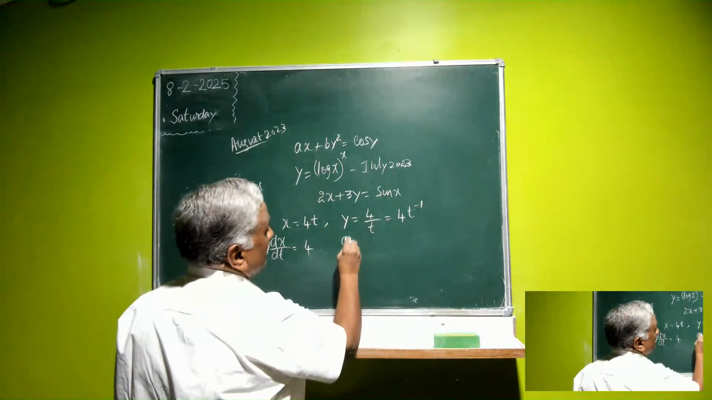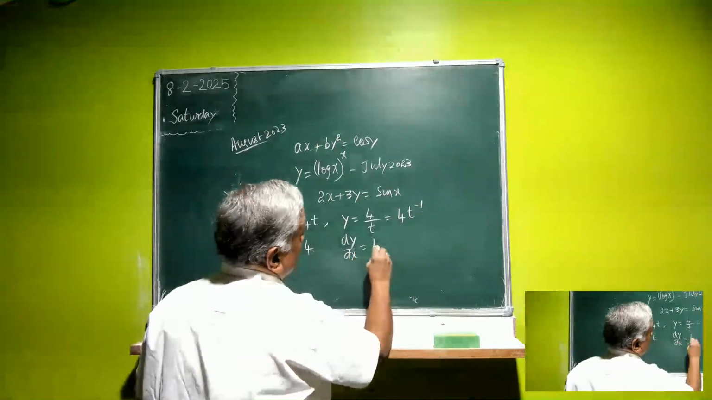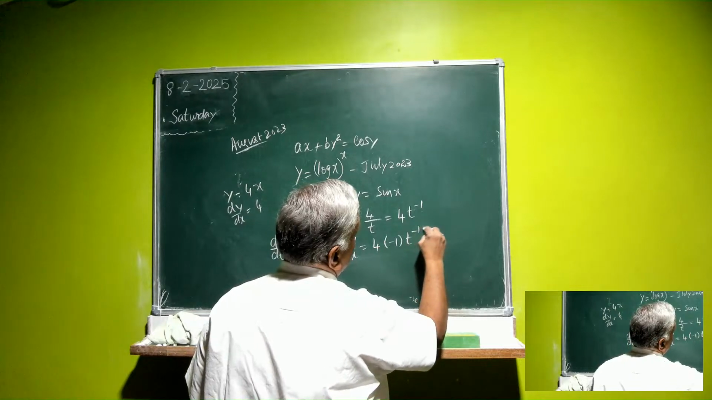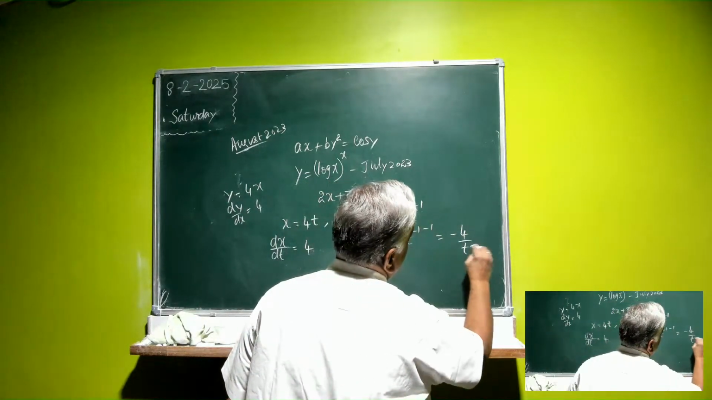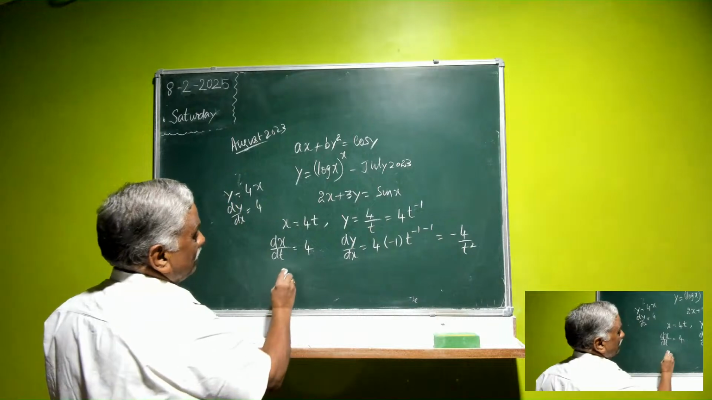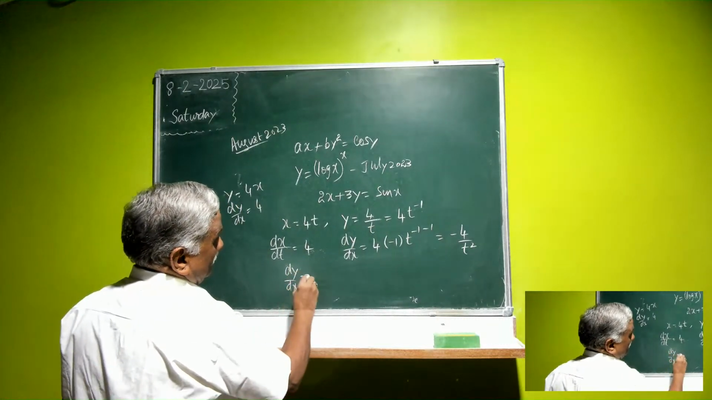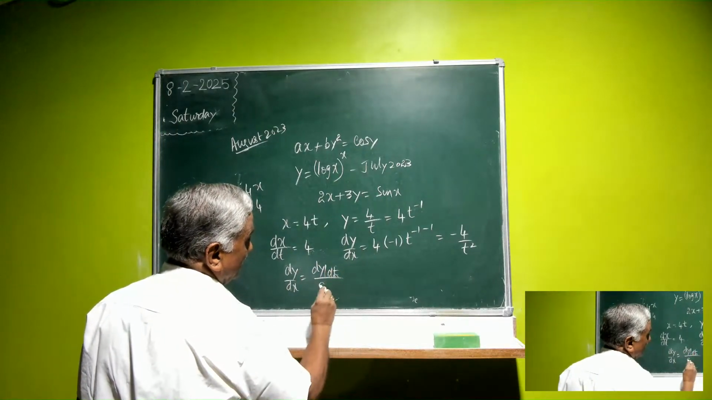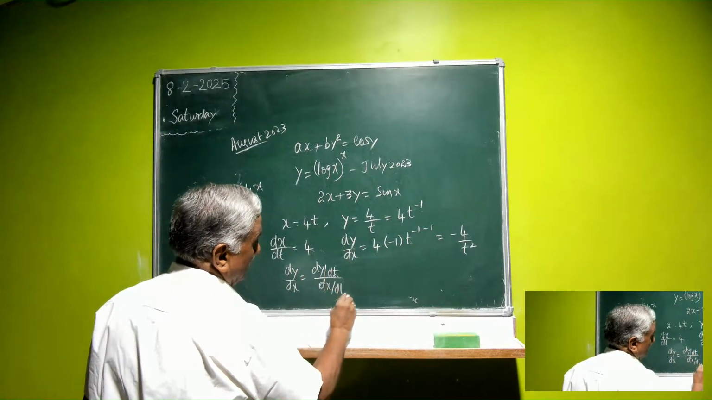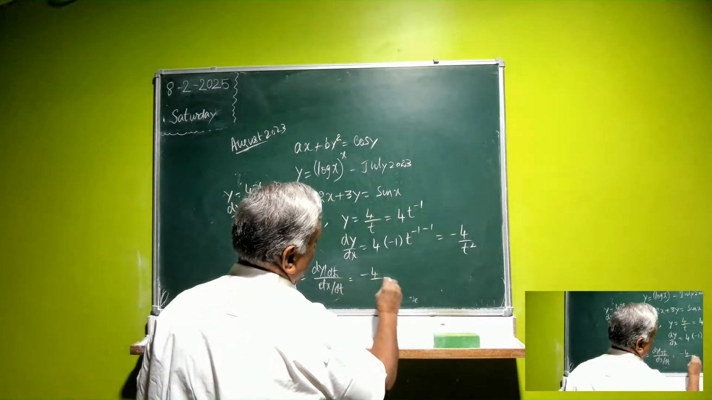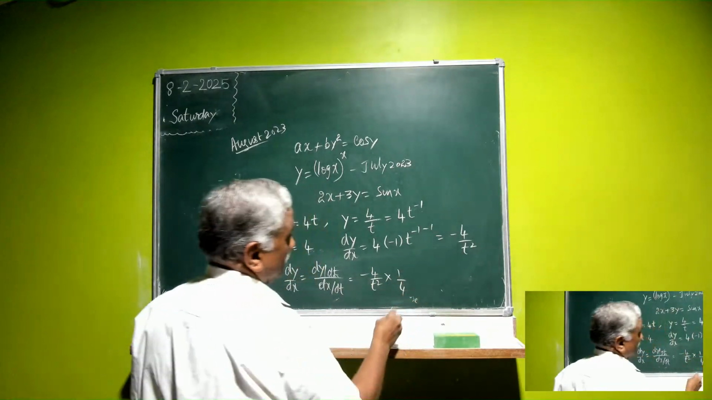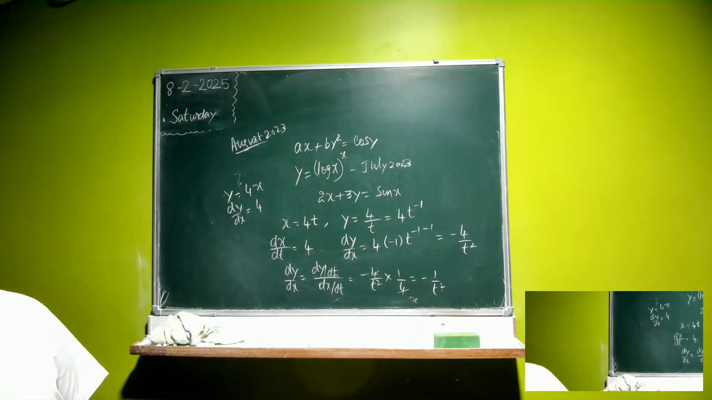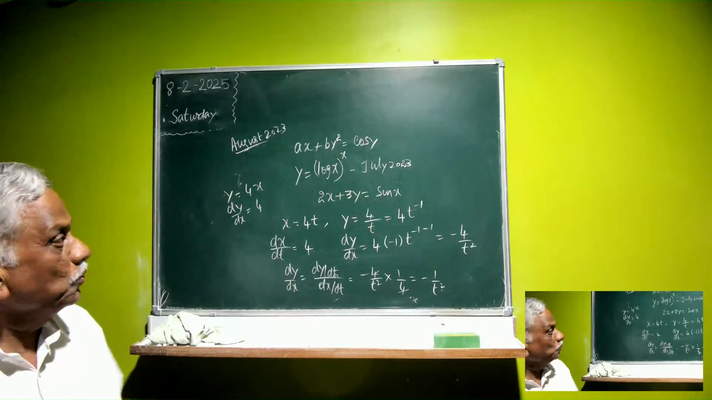So find dy by dt. 4 is a constant. Minus 1 t to the power of minus 1 minus 1. That is minus 4 by t square. So what is your dy by dt? dy by dx is dy by dt divided by dx by dt. So minus 4 by t square into 1 by 4. These two will cancel. You get minus 1 by t square. This is model paper 2.